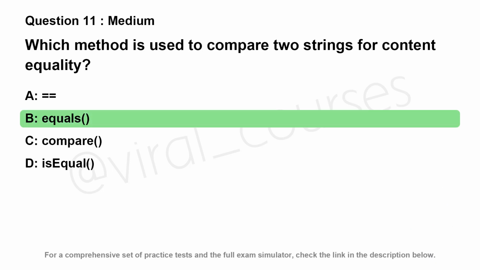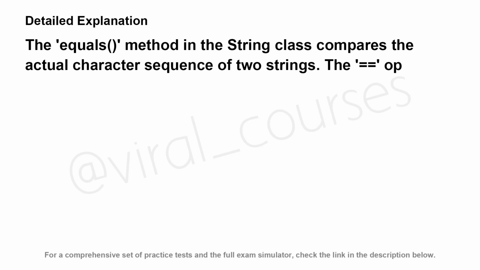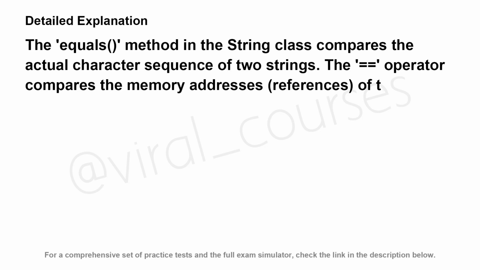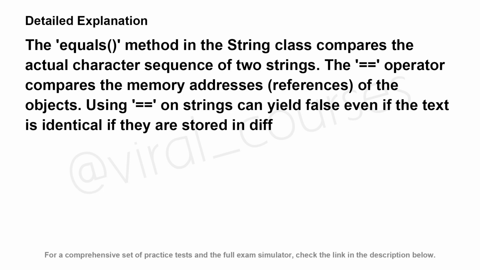The correct answer is B. The equals method in the String class compares the actual character sequence of two strings. The == operator compares the memory addresses, references, of the objects. Using == on strings can yield false even if the text is identical if they are stored in different memory locations.